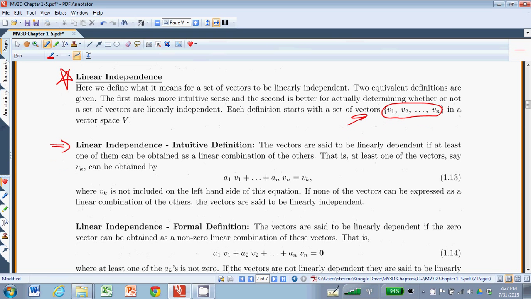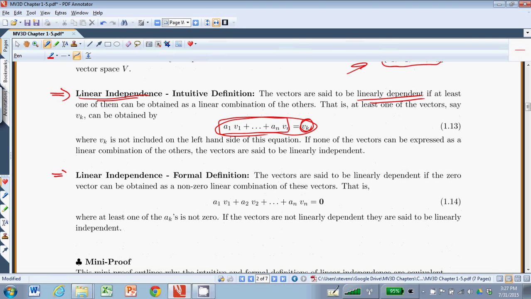So linear dependence, the intuitive definition. These vectors are said to be linearly dependent if at least one of them can be obtained as a linear combination of the others. In other words, they're not really independent in the sense that you can get one of them as a linear combination of the others. It means that one of the vectors in there can already be expressed as a linear combination of the others.